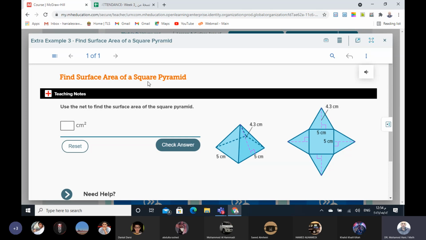Find the surface area of a square pyramid. Here we have used the net to find the surface area of the square pyramid. As you see here, we have the square pyramid, and this is the net of this pyramid. Now I want all students to try to find the surface area. Start please and tell me what is your answer.